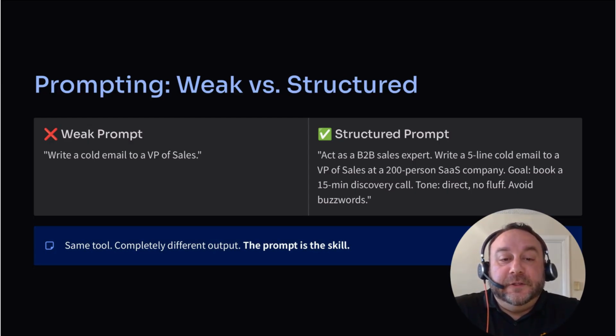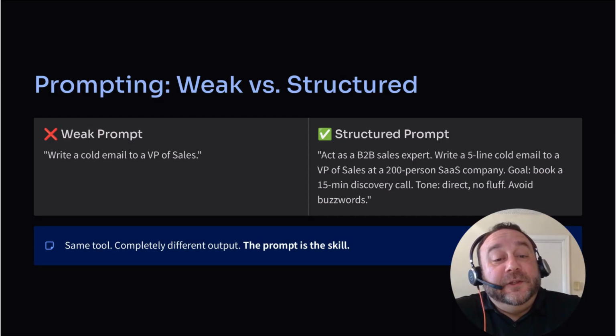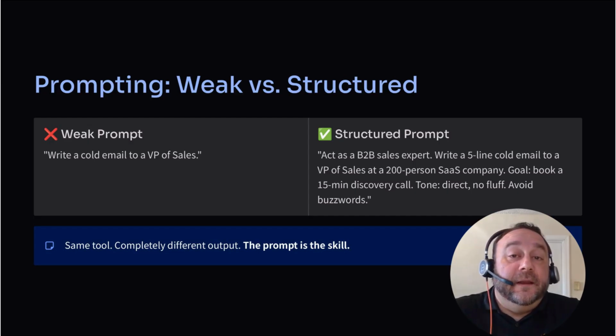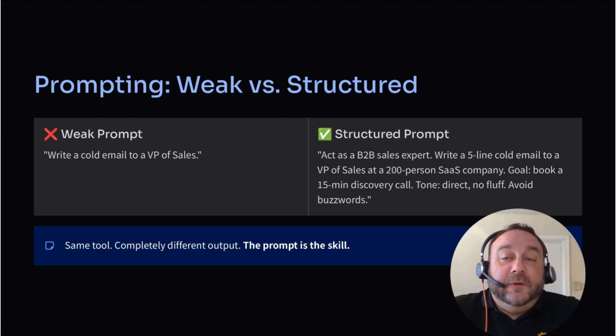Now compare that to this. Act as a B2B sales expert. Write a 5-line email to a VP of sales at a SaaS company. The goal is to book a 15-minute call. Keep it direct, no fluff. Now the AI has context, it has direction, it has constraints. And because of that, the output becomes significantly better. Same tool, completely different result.